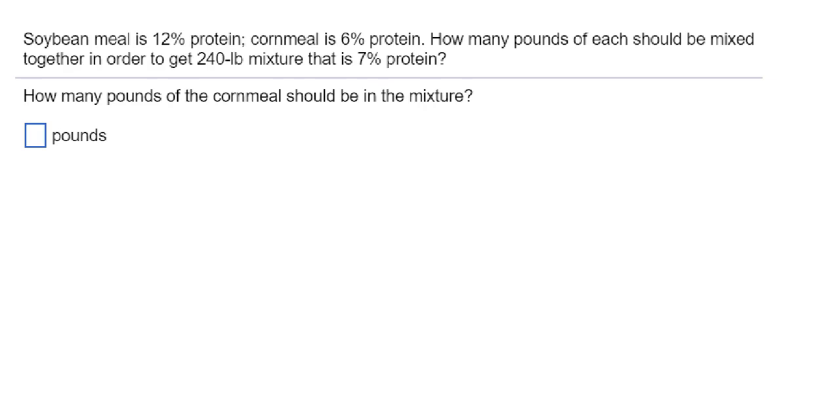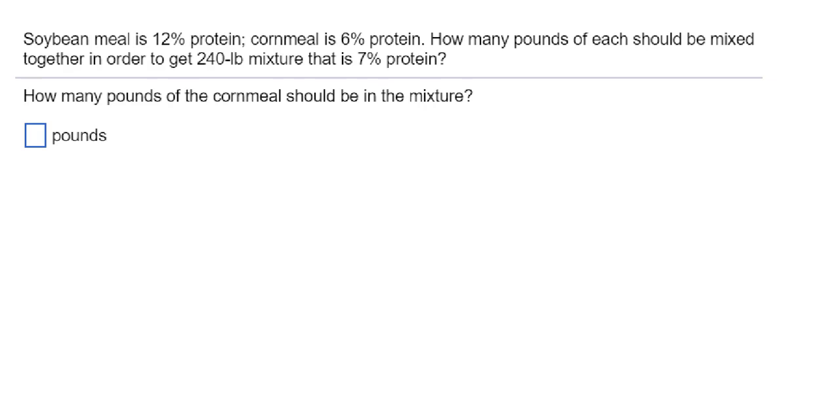So if you're watching this video, go ahead and pause the video. See if you can figure this problem out. See how far you can get with it. Do as much as you can. And then resume the video to see if you are on the right track or if you got the right answer. So soybean meal is 12% protein.